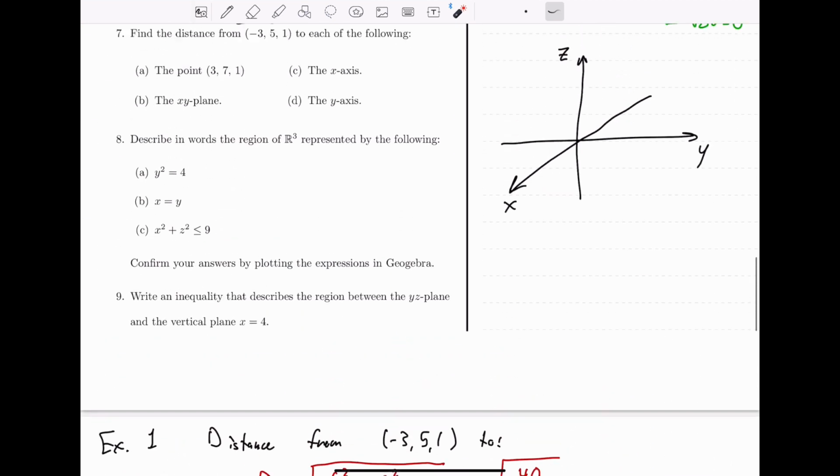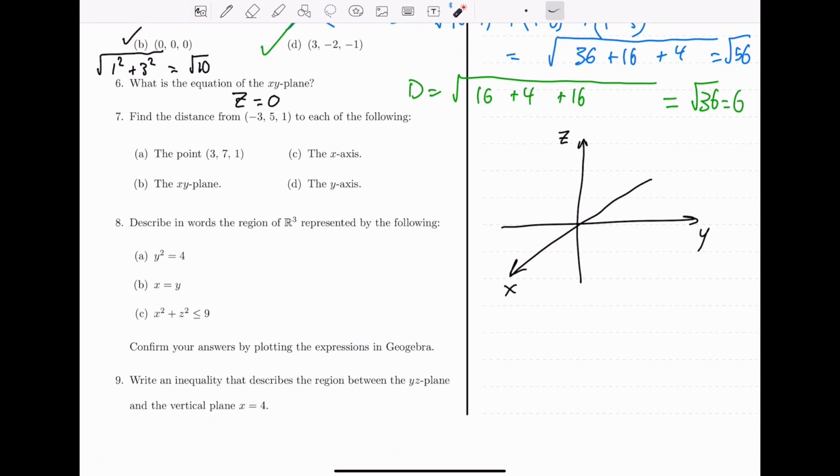Let's take a look at the next example. Example 8 is a fairly conceptual example. We want to look at these three expressions that are given and figure out for each one what is the region in three-dimensional space that that expression is describing.